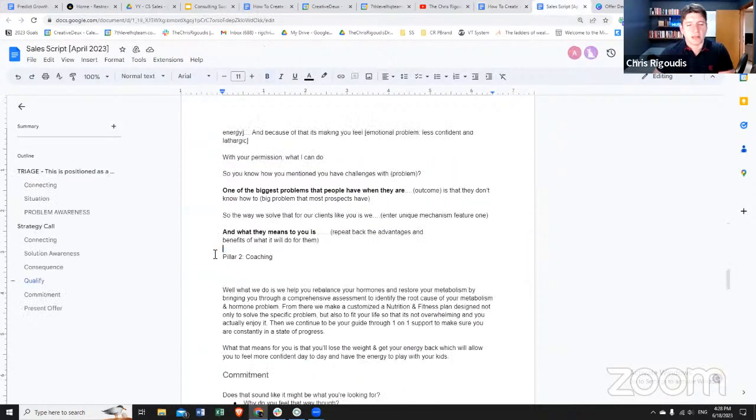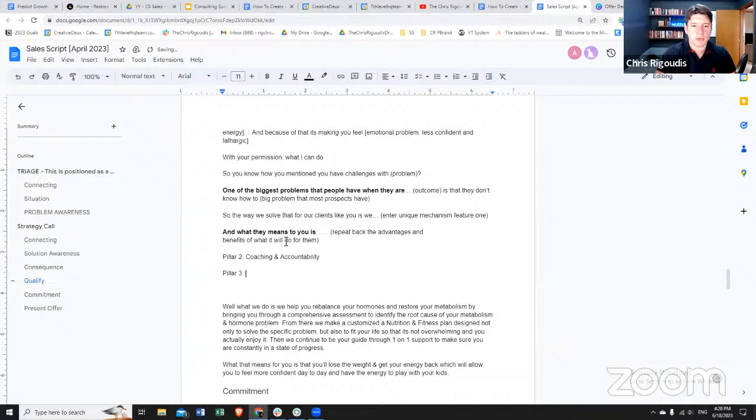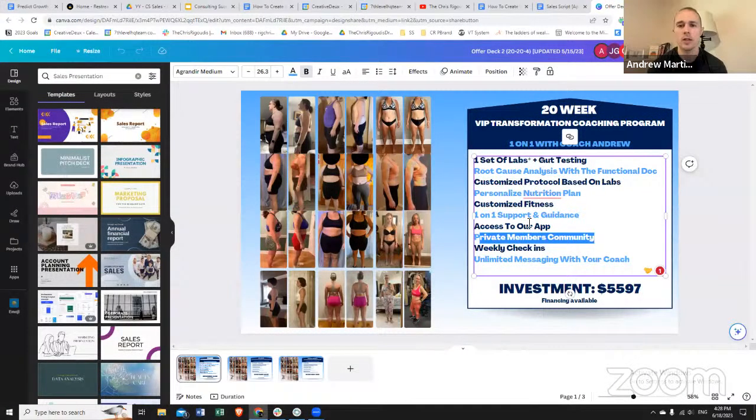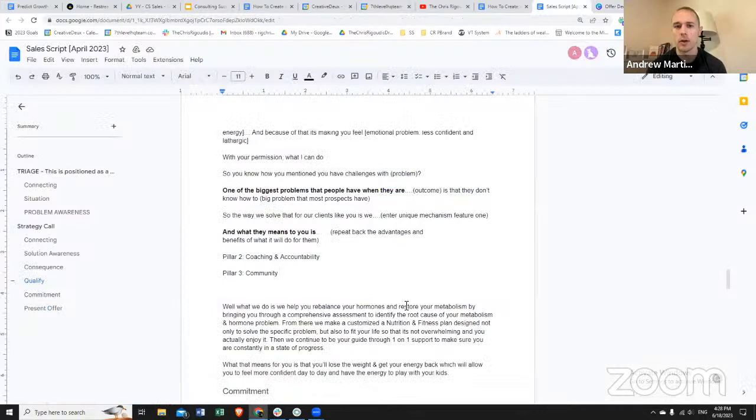But that would be pillar number 3, coaching and accountability. And pillar number 3 is the community. You're never feeling lost. And what else is in there? Can I ask you a question? Absolutely, yeah. Okay. So for me, I think it would make more sense if pillar number 2 was the customized protocol for them, and pillar number 3 was guidance or support in that way. Is that okay for it to flow that way too?